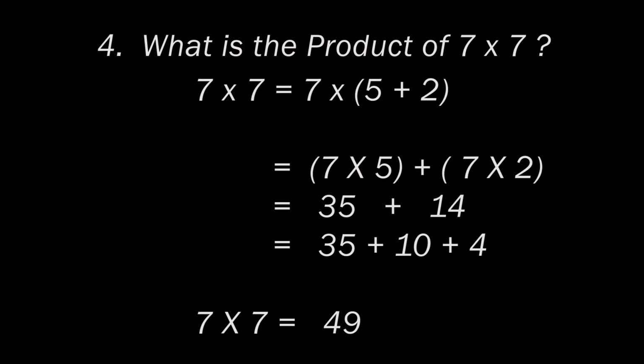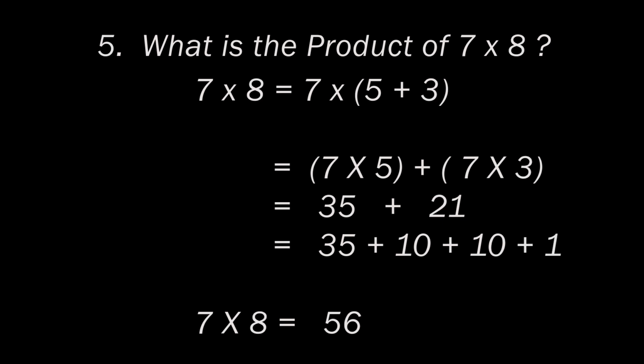What is the product of 7 times 7? 7 times 7 equals 7 times bracket 5 plus 2. Now then you must multiply the 7 times the 5 and the 7 times the 2. So you'll have bracket 7 times 5 plus bracket 7 times 2. Now just solve them. 7 times 5 is 35 and 7 times 2 is 14. Now we just add, and we'll add the 10s together. So you have 35 plus 10 is 45 plus 4 equals 49.